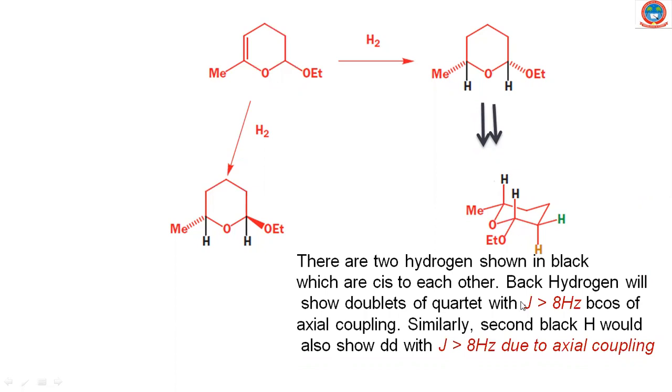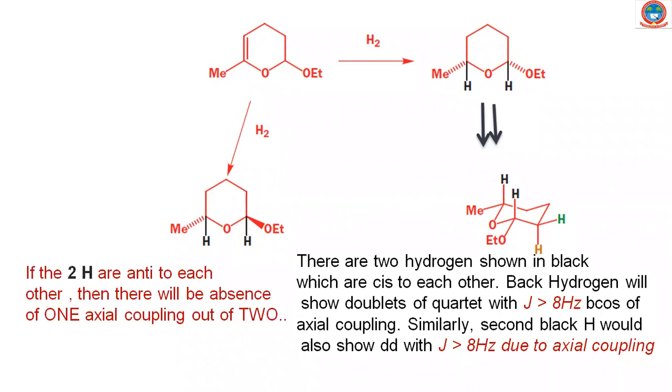See what is the point? This proton becomes axial, and there is a splitting with this neighboring proton, which is also axial. So what is the J value? It should be more than 8 hertz. What about if the two hydrogens are anti to each other? What will happen? This ethoxy goes here at the place of H, and this H we bring down. So these two H will be trans.